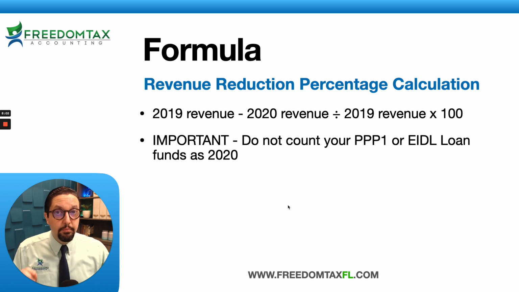But very important, when you are adding up your 2020 revenue, you do not count the PPP1 or the EIDL loan funds as income for 2020. So if you got a PPP1, you do not add the amount you got on PPP1 as income for 2020. The same if you got an EIDL loan, you don't add the EIDL loan as income for 2020.